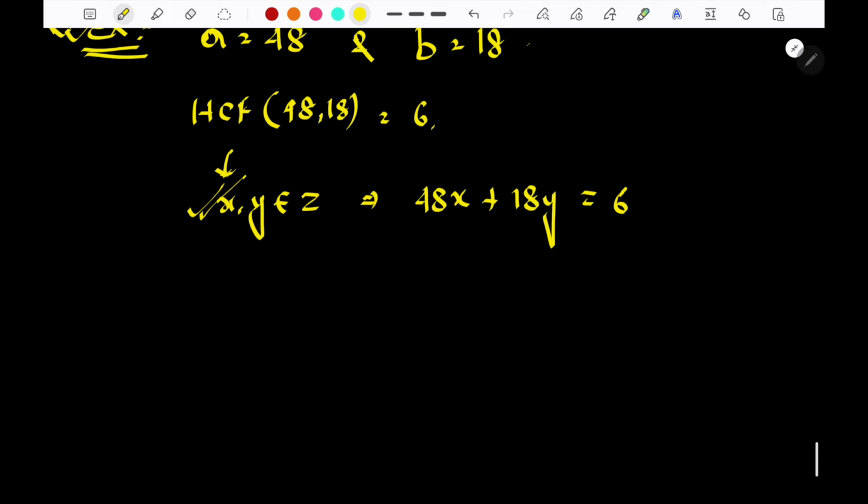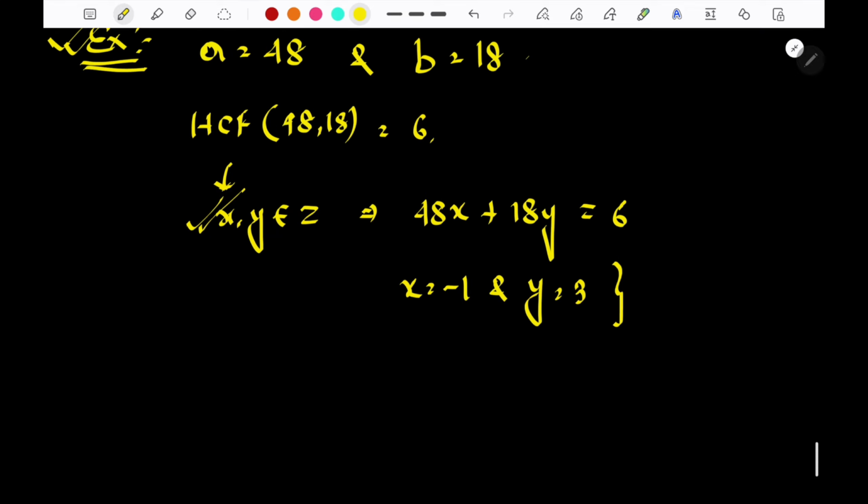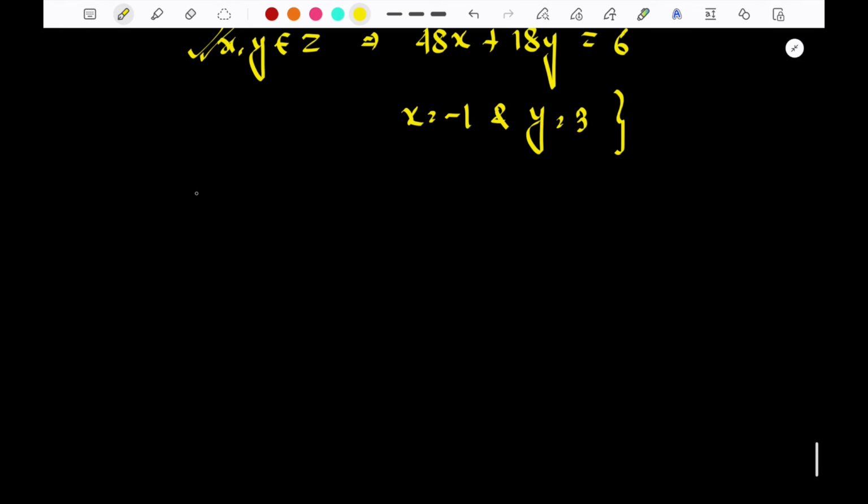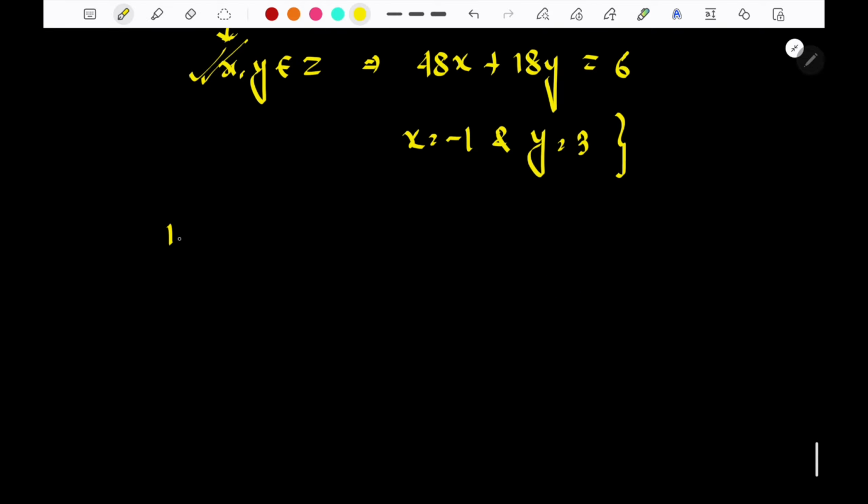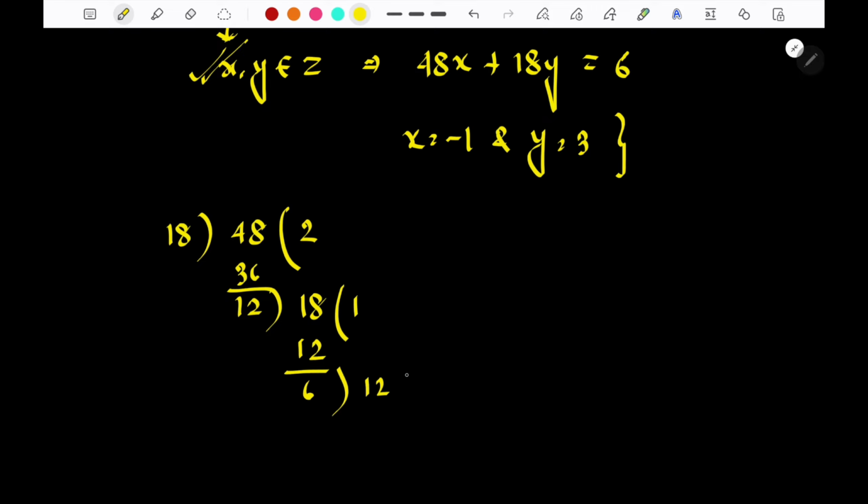If I choose x equal to -1 and y equal to 3, this could be found. So 18 into 3 is 54, 54 minus 48, and that is equal to 6. If you ask me what the correct procedure is, I can say, see here, 18 and 48, we can use the long division method of finding HCF. 18 into 2 is 36 and there is remainder 12. Again, 12 into 1 is 12, 6 remains. 12, 6 into 2 is 12, and this gets 0.